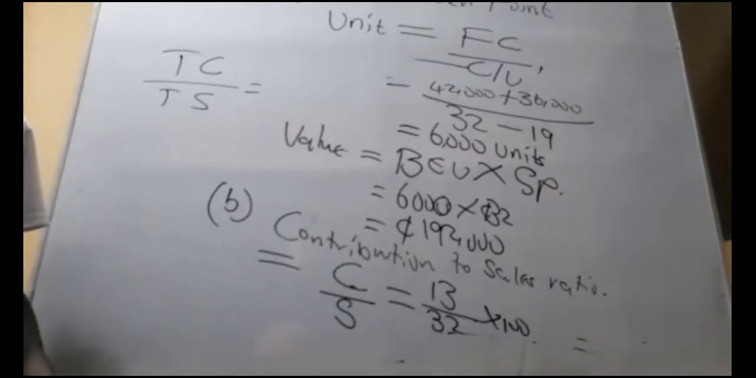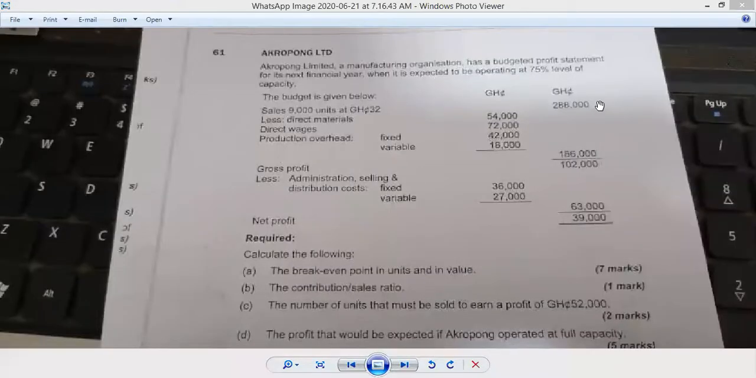I'm using the alternative approach. So total contribution will be the total sales, 288. Agree? Have you seen it? 288. Kindly check for me so that we know where we are picking the figures. Okay, that's fine. Good. So the total sales is what? 288. How do we get it? That's the total sales. Good.